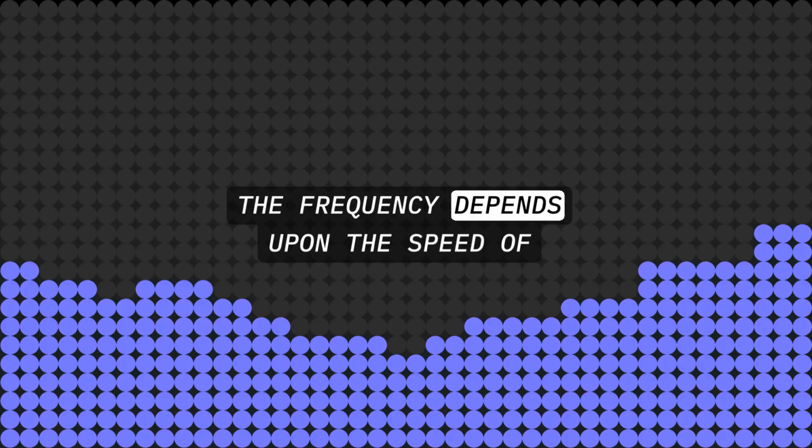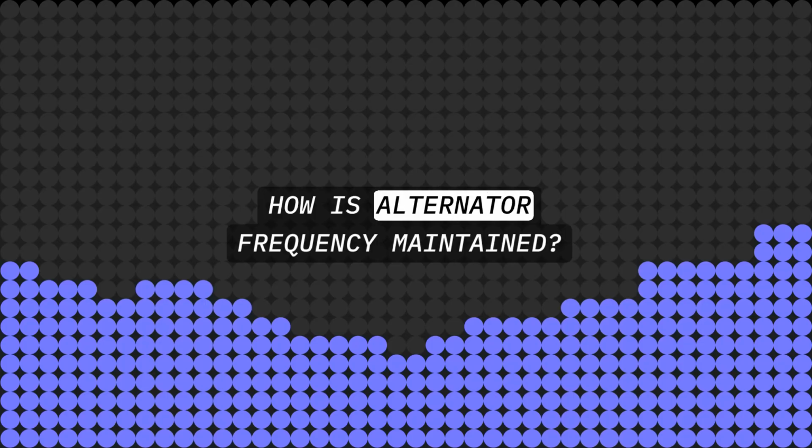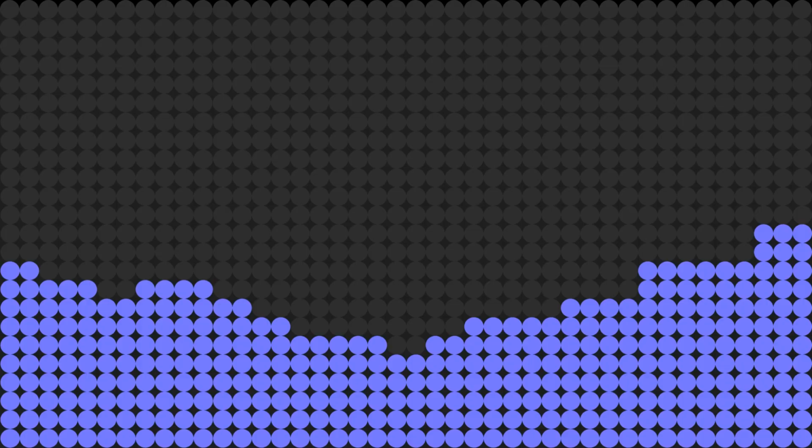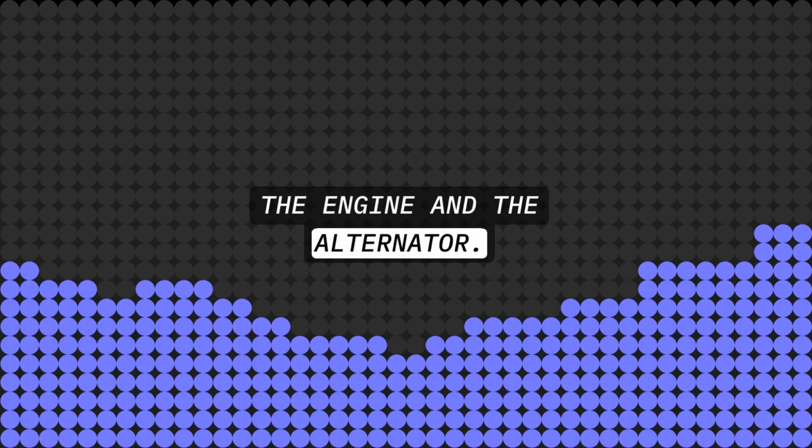What determines the frequency of the voltage of an alternator? The frequency depends upon the speed of rotation of the rotor and the number of poles. How is alternator frequency maintained? By installing a constant speed drive unit between the engine and the alternator.